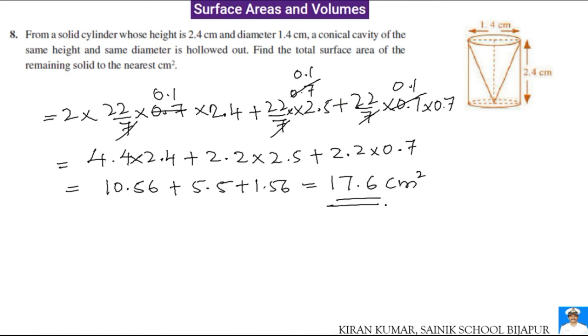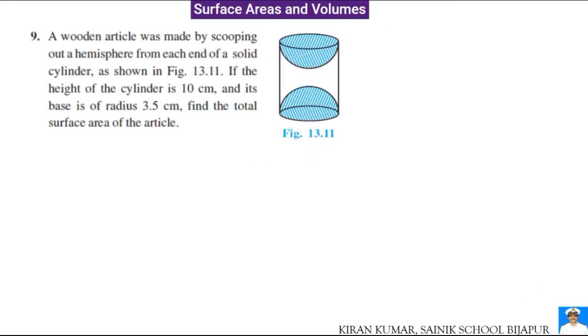Question number 9. A wooden article was made by scooping out hemisphere from each end of a solid cylinder as shown in the figure 13.11. If the height of the cylinder is 10 centimeter and its base radius is 3.5 centimeter, find the total surface area of article.